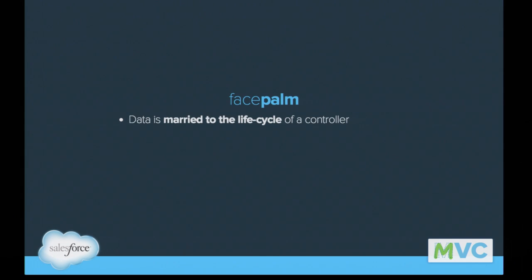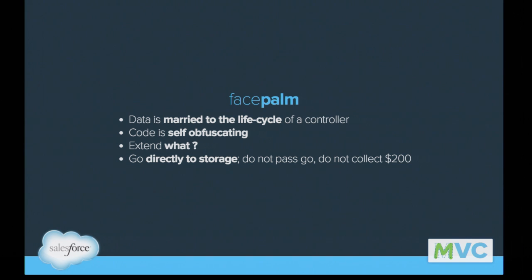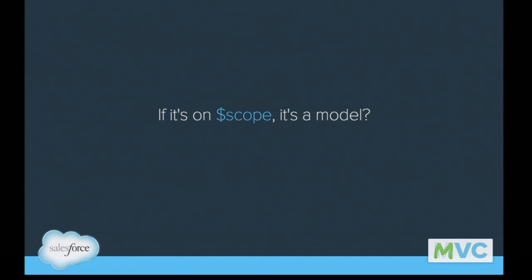So first things first, your data is married to the lifecycle of a controller. So as soon as your application becomes complex, it all falls apart. It's self-obfuscating. I wrote that code. I have no idea what that does. You've got nothing to extend. You can't dive into this. You can't improve it. You've got no concept of hierarchy. And it goes directly to storage, which, yeah, okay, maybe that's performant, but we should probably validate data as it goes in. So if it's on scope, it's a model. Yeah, not so much.